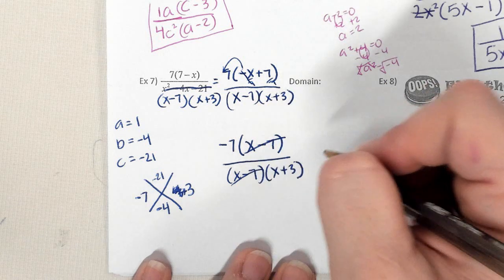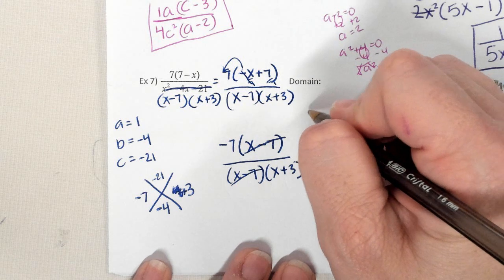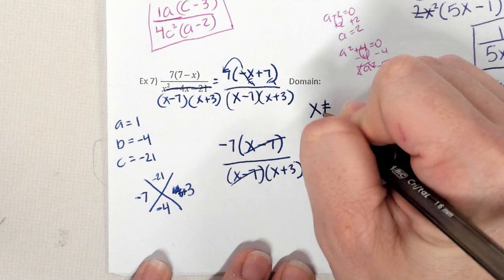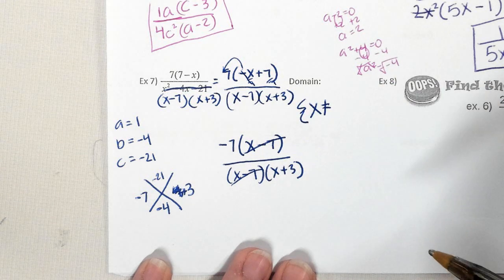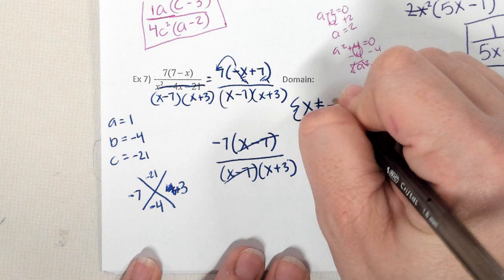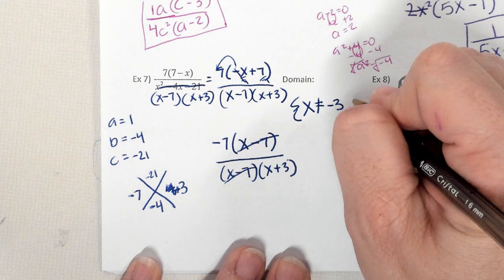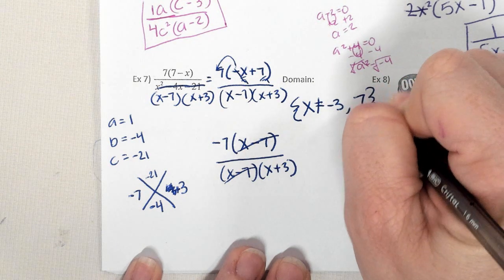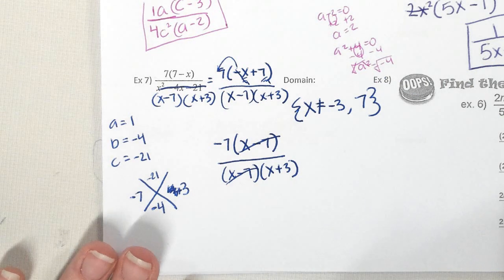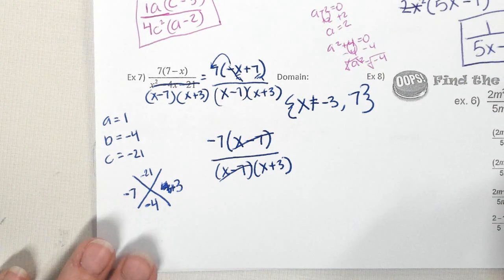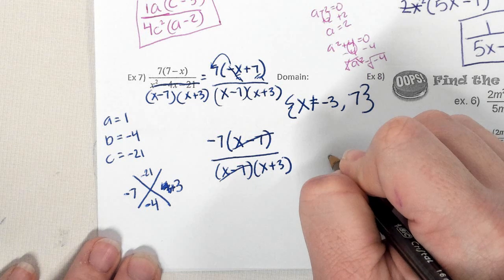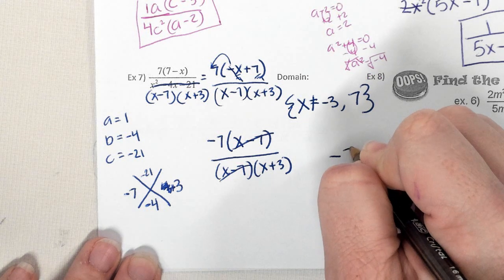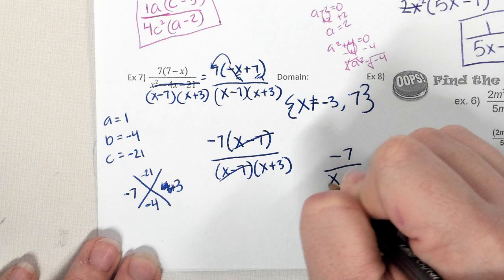But before I cross it out all the way, which I kind of already did, what can x not equal? What would cancel a positive 3? Negative 3. And what would cancel a negative 7? So there's your domain. And what's my final answer? Negative 7 over x plus 3.